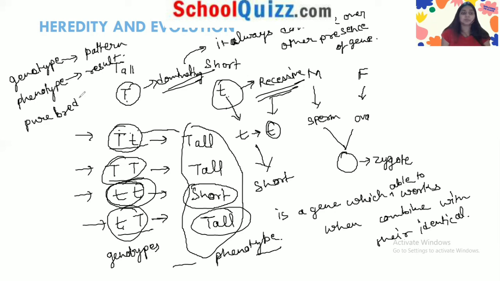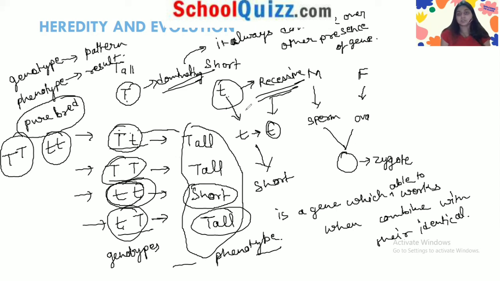What is purebred? Purebred means both are identical. It means either tall and tall, or short and short. So these are the purebred. It means both are identical, it means T and T, and small t and small t. Okay, so these are called the purebred. We will use these terms in our lesson, in our chapter, to make you understand.